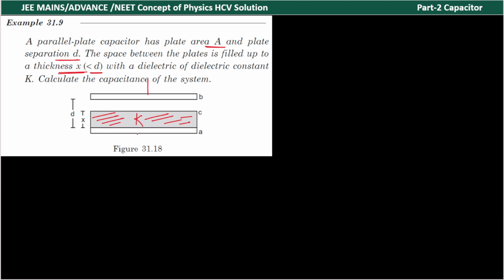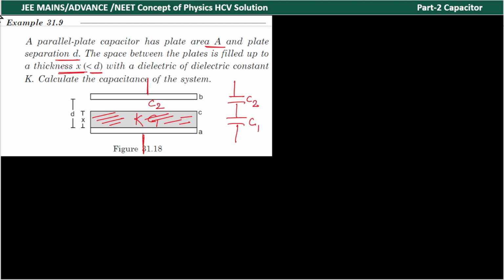So definitely, if we try to understand the concept with the diagram, we will have two capacitors, one C1 and another C2, and these two capacitors will be in series like that. So what is this C1 and what is this C2?